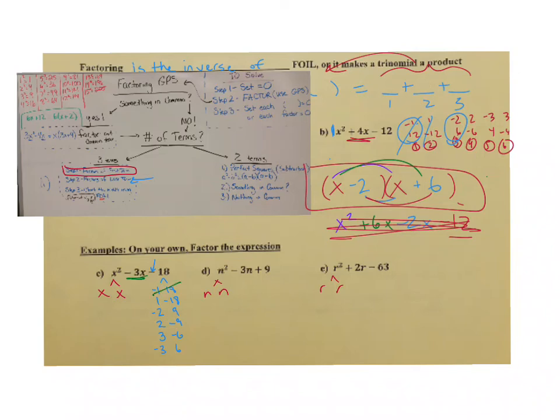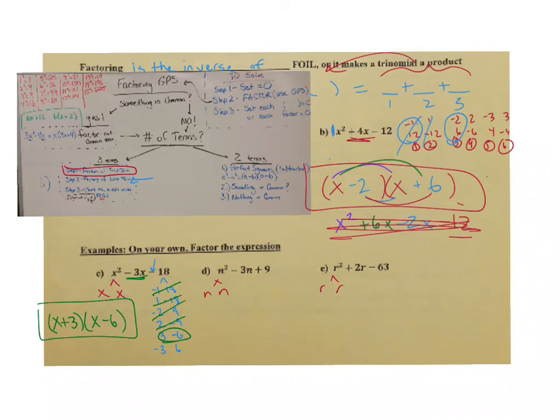Negative 1 plus 18 is 17. Not going to work. 1 minus 18, negative 17. 7, negative 7. I want negative 3. So I need this combination. X plus 3, x minus 6. This is my answer.